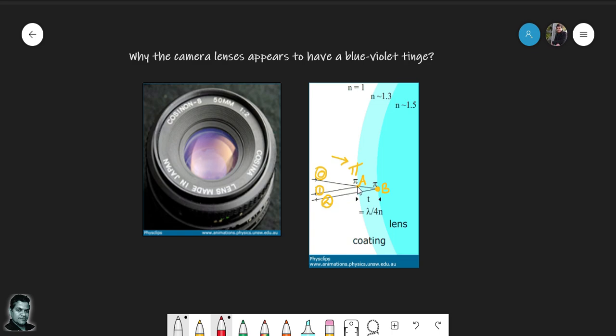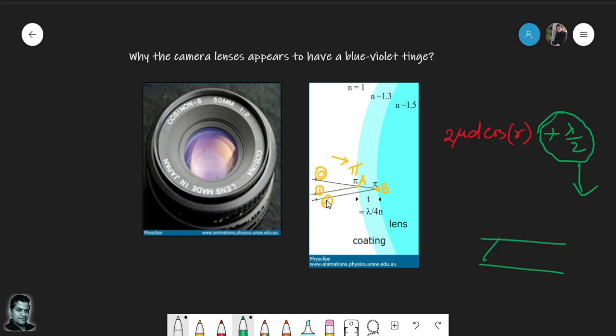Both of them are having a phase difference of pi with respect to the incident ray. So basically 1 and 2 now do not have any phase difference. In that case, the path difference now between the ray 1 and 2 is 2 mu d cos r only. Earlier we had here lambda by 2, but this path difference is not there at this moment. So this lambda by 2 situation comes when there is this coating.